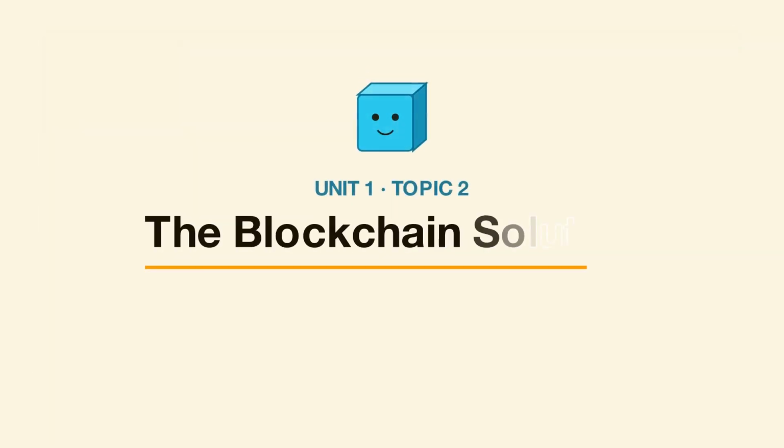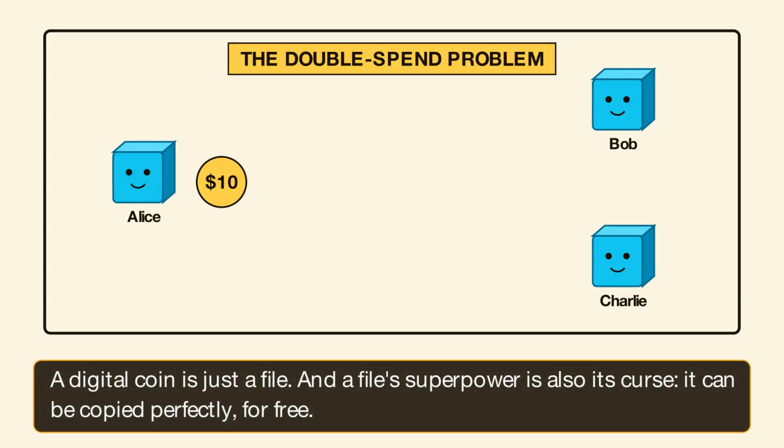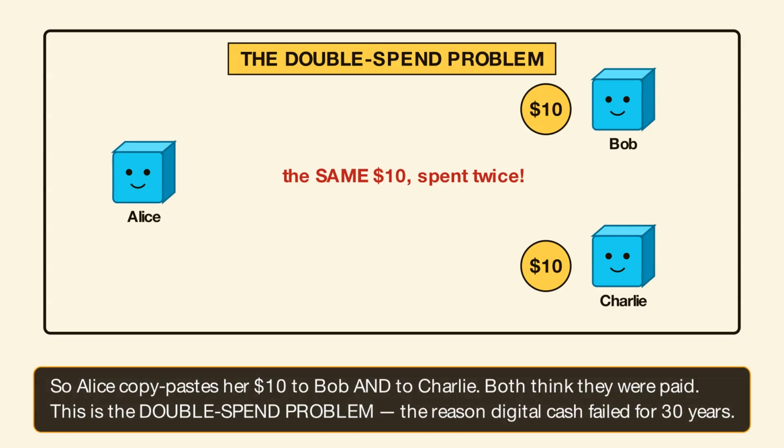Unit 1, Topic 2, the blockchain solution. A digital coin is just a file, and a file's superpower is also its curse. It can be copied perfectly, for free. So Alice copy-pastes her $10 to Bob and to Charlie. Both think they were paid. This is the double spend problem, the reason digital cash failed for 30 years.